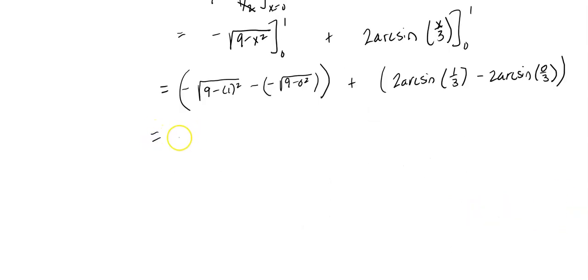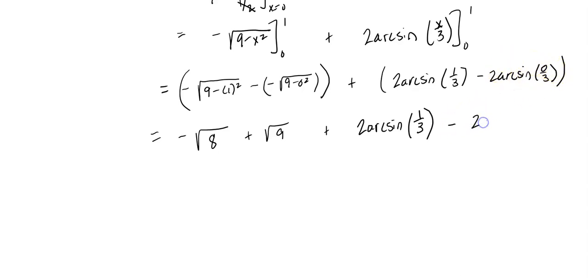So this gives me negative square root of 9 minus 1 is 8, plus the square root of 9 minus 0 is 9, plus 2 arc sine of 1/3. 1/3 doesn't have a clear, pretty exact form for the arc sine, so we're just going to leave it as it is. We're not going to actually evaluate that. But the arc sine of 0 is actually equal to 0.